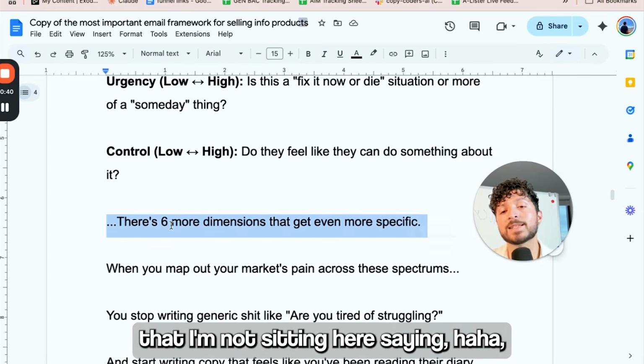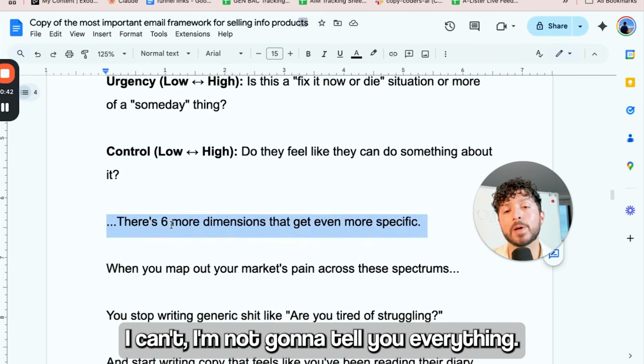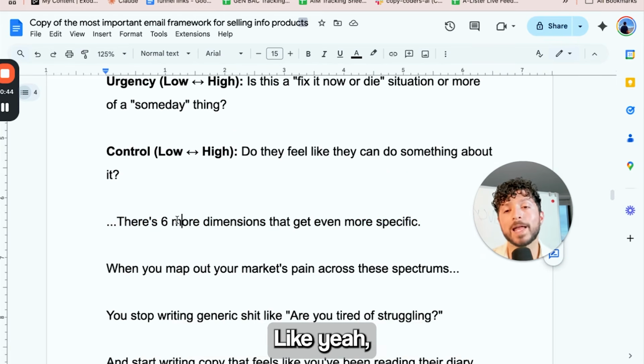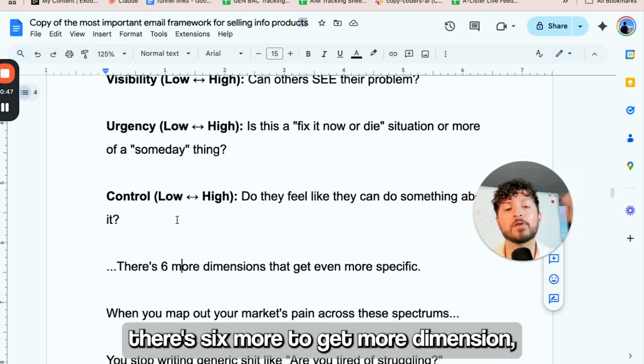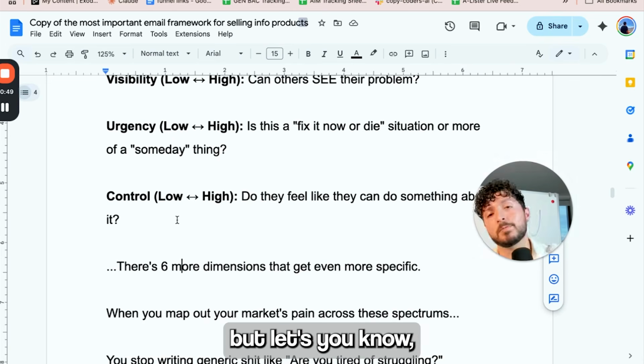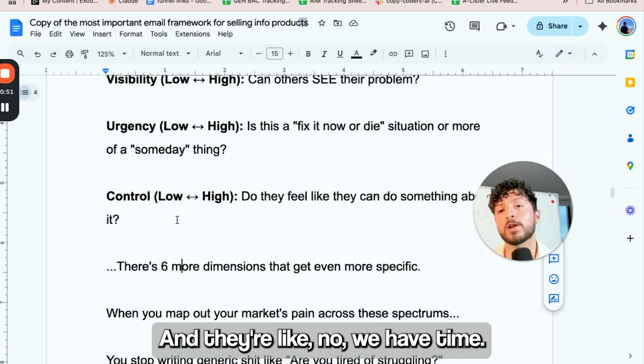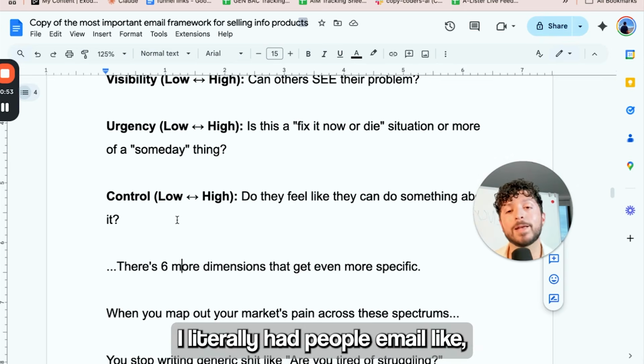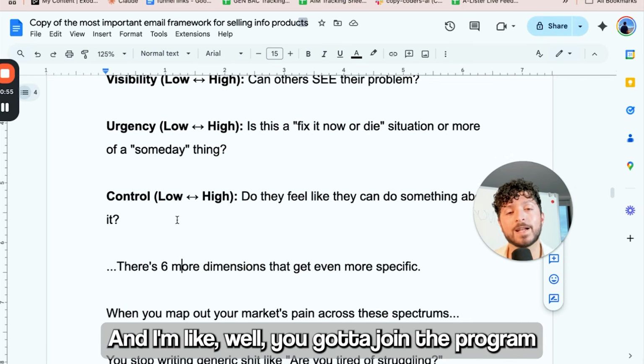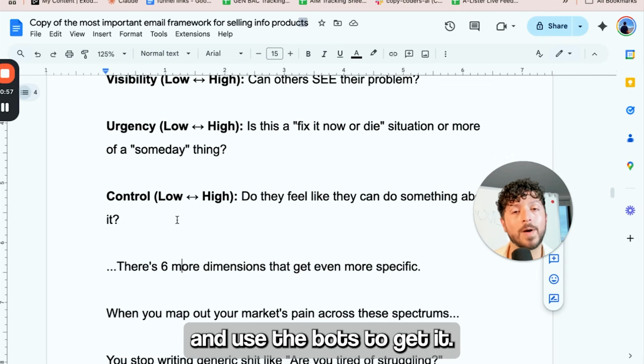And notice that I'm not sitting here saying, haha, I'm not going to tell you everything. It's almost a throwaway line. Like, yeah, here's 4 dimensions, and yeah, there's 6 more that get more dimension, but we don't have time for that right now, right? And they're like, no, we have time. I want to know. I literally had people email, what are the other dimensions? What are the other dimensions? And I'm like, well, you got to join the program and use the bots to get it.